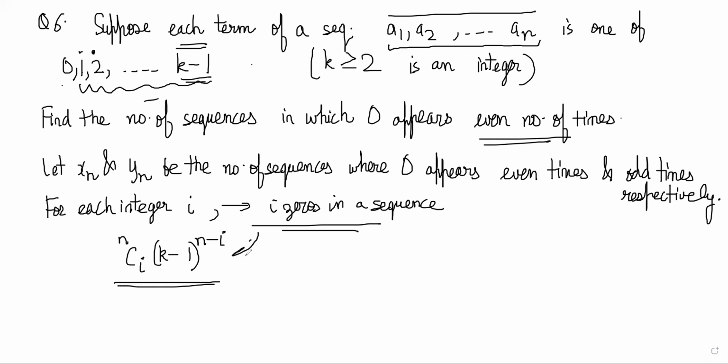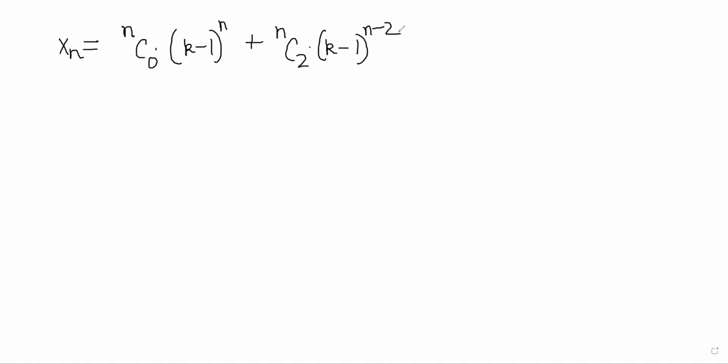This is the number of sequences containing exactly i zeros. I hope you understood this logic here. Now, if you want to count the number of sequences where 0 appears an even number of times, we just generalize this idea. We say xn should be equal to the first case when 0 appears 0 times, nC0 (k-1)^(n-0), then 0 appears twice, nC2 (k-1)^(n-2), and so on, nC4 (k-1)^(n-4). This is the way you construct xn, right?